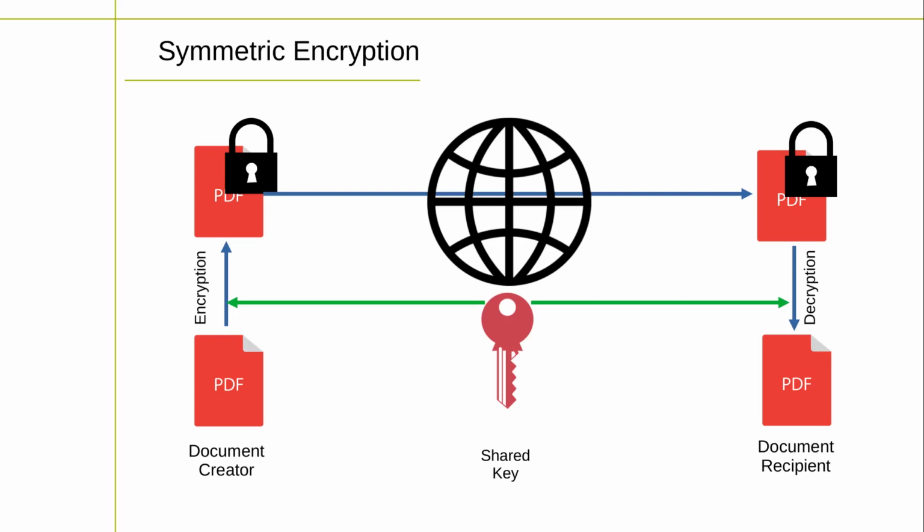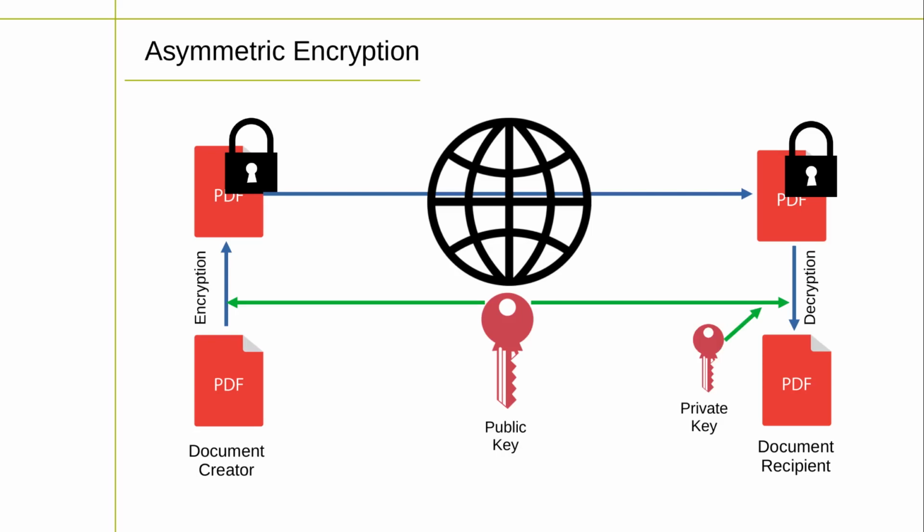Symmetric cryptography, also known as shared secret cryptography, is a type of encryption where the same key is used for both encryption and decryption of data. This means that both the sender and receiver of the data must have the same key and must keep it confidential. Symmetric cryptography is fast and efficient, but can be vulnerable if the key is ever compromised.